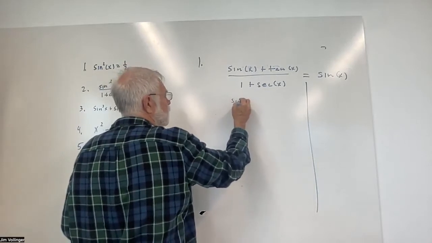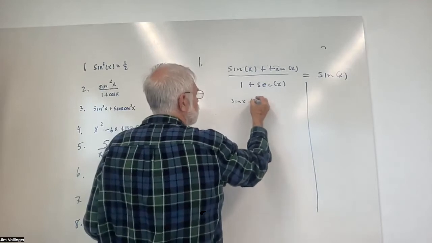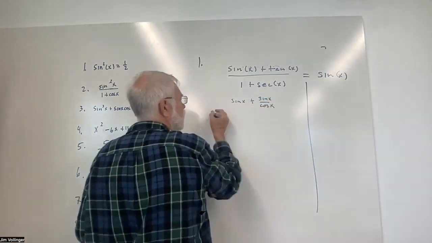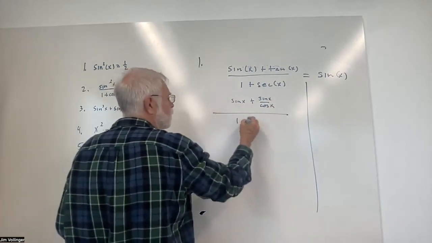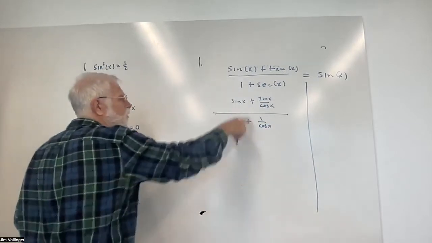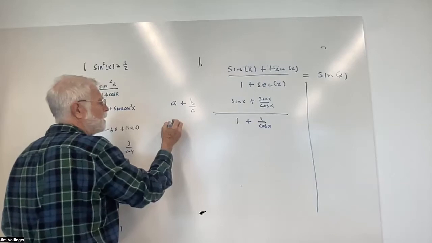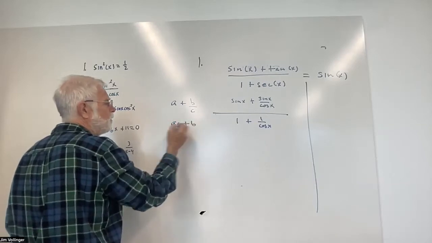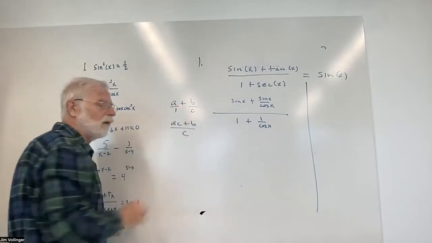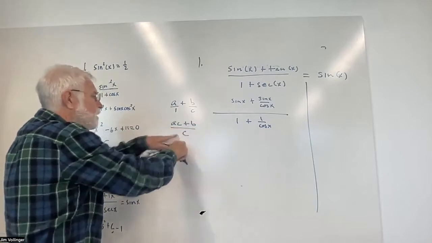We've got sine x. Make sure you can see this. Yes, you can. Plus sine x over cosine x. Big fraction bar divided by 1 plus 1 over cosine x. And so both of these fit the form of a plus b over c. And that becomes ac plus b over c. We practice that a lot. Bingo, bango, bongo. I wouldn't have to write that. I can see the a times c, the 1 times b and the c.